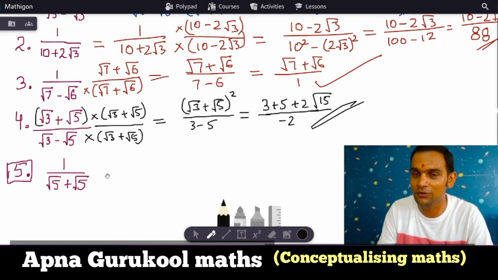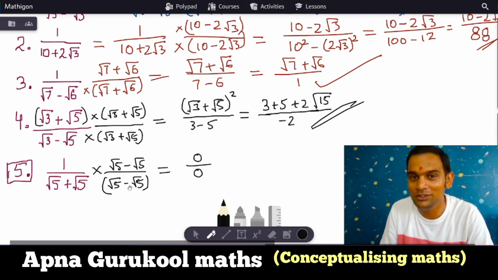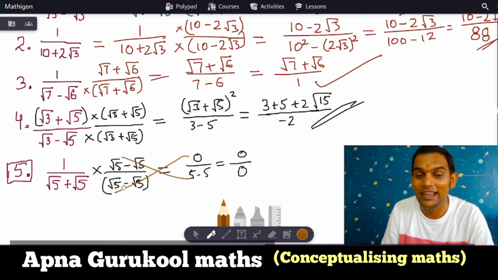Right, you cannot solve it further, right? I hope you understood the meaning of that. So I will follow the exact process. So root 5 minus root 5, and the numerator becomes root 5 minus root 5. So you get root 5 minus root 5 is 0 divided by the denominator, root 5 minus root 5, which is 0. So we get 5 minus 5, which is also 0. 0 by 0. This is an indeterminate form.